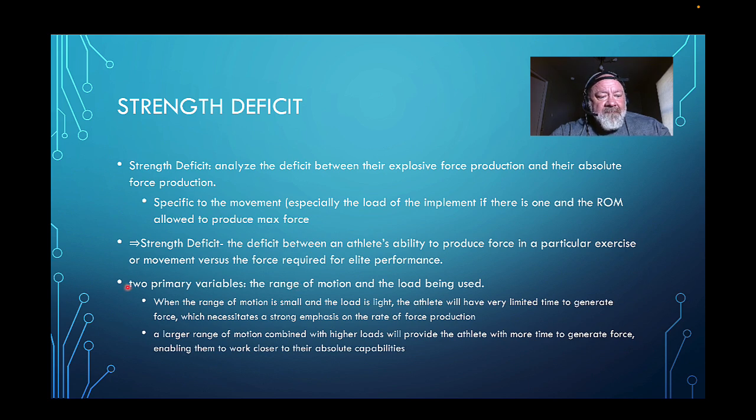When the range of motion is small and the load is light, the athlete will have very limited time to generate force, which necessitates a strong emphasis on rate of force production. A larger range of motion with higher loads will provide the athlete more time to generate force, enabling them to work closer to their absolute capabilities.